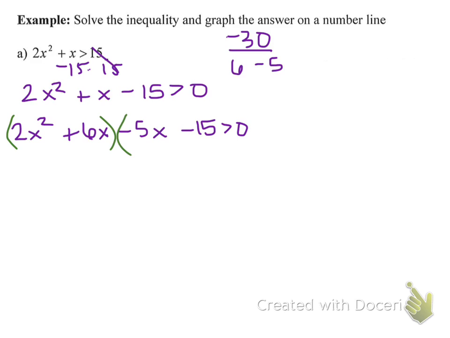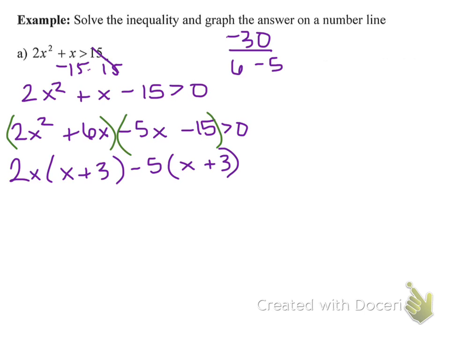My groupers, you group the first 2 and you group the last 2, and now we figure out what we can take out. I can take out a 2x and I'm left with an x plus 3. Over here I can take out a negative 5 and I'm left with an x plus 3. So I get 2x minus 5 and an x plus 3. And my boxers, you should have got the same thing.